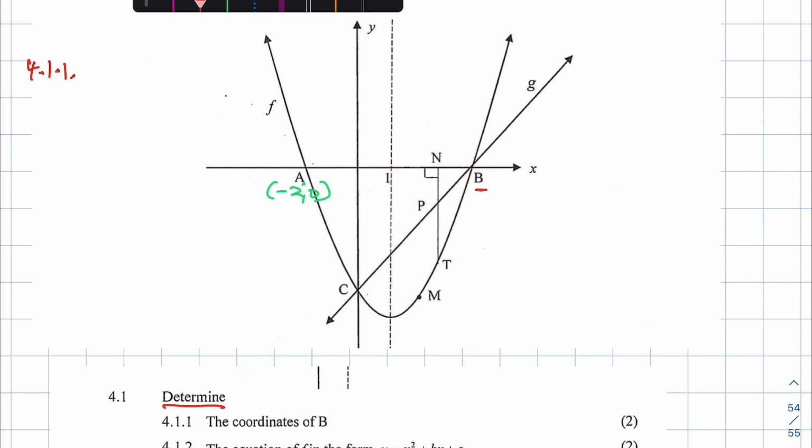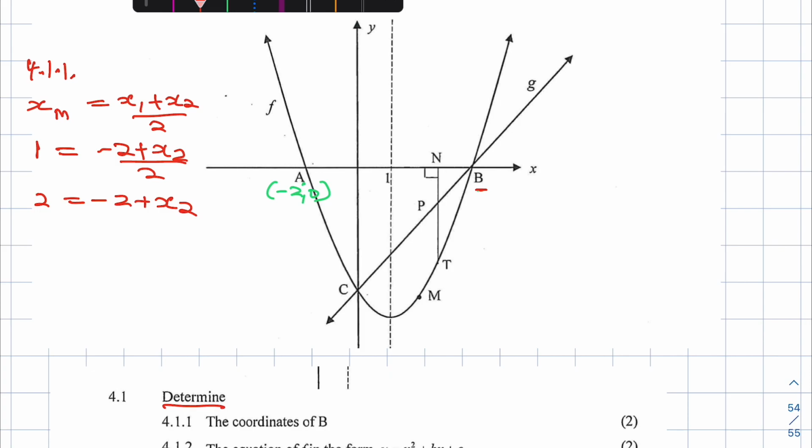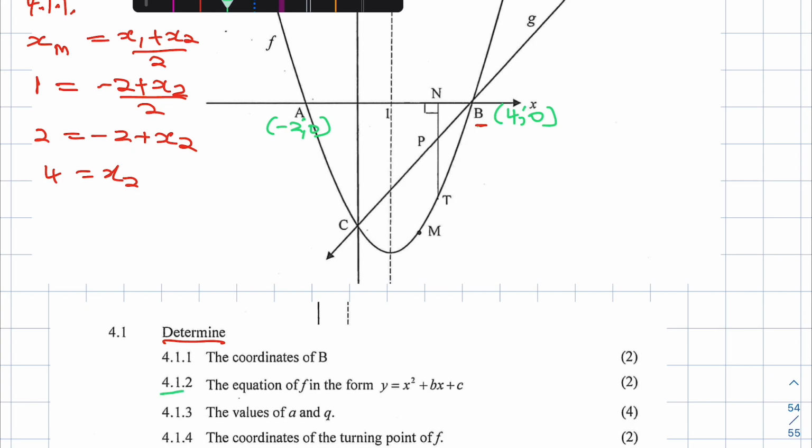So I can just use the midpoint and say x midpoint is equal to x1 plus x2 over 2. X midpoint is 1, x1 is -2, x2 over 2. Multiply by 2, it's 2 equal to -2 plus x2. Transpose, you get 4 equal to x2. Therefore, the coordinates of B will be 4 and 0.